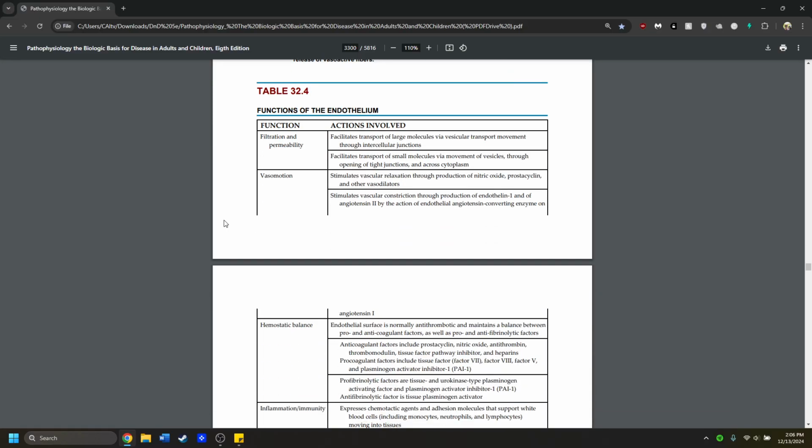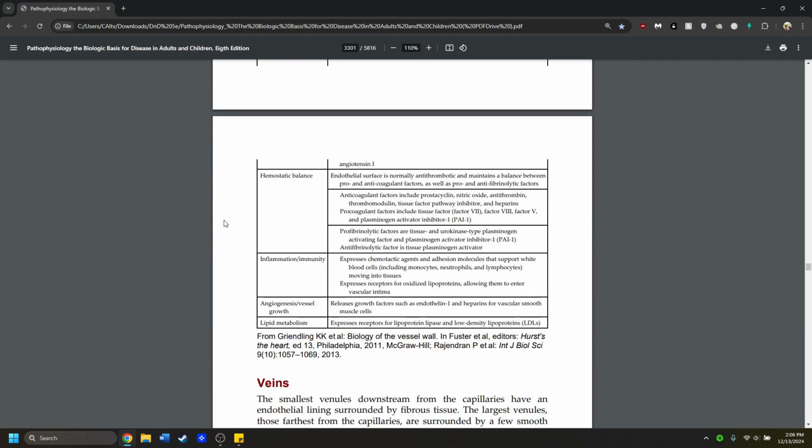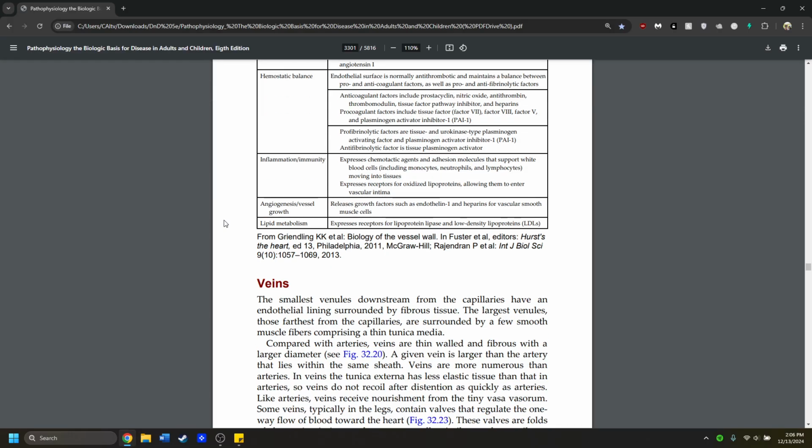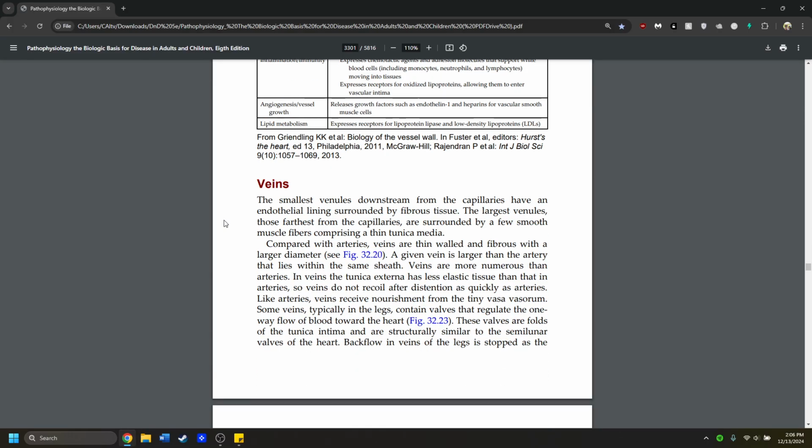So there are some functions of the endothelium: your filtration and permeability, your vasomotion, your hemostasis balance, your immune or inflammation response, and your angiogenesis, your vessel growth. And lastly, lipid metabolism.